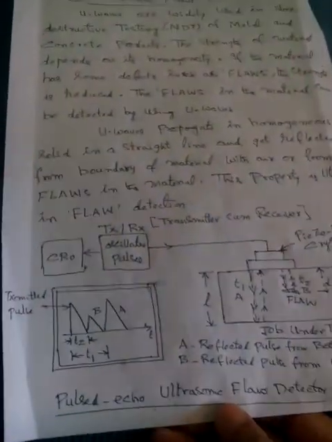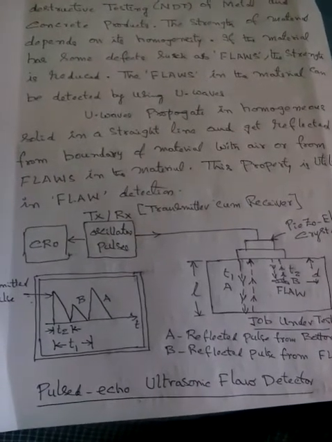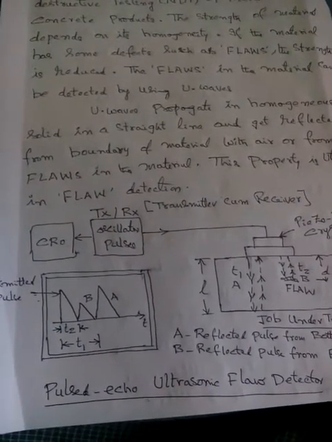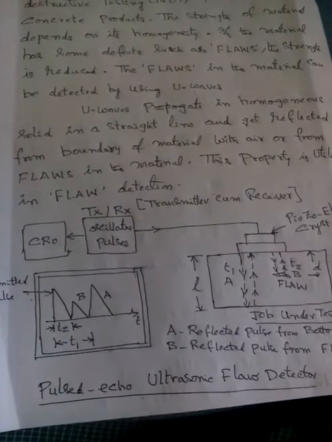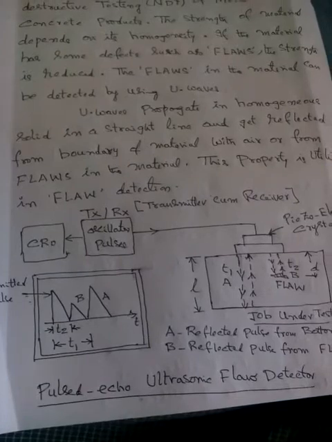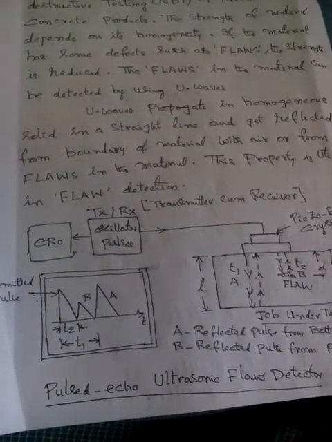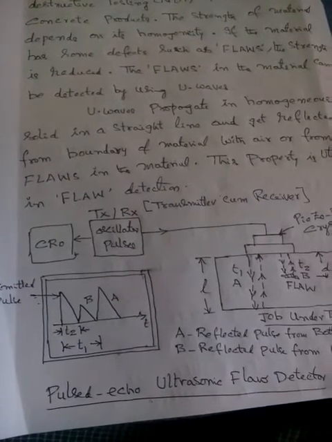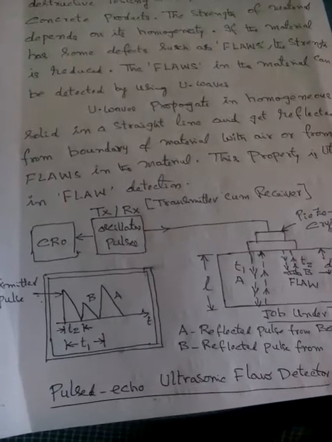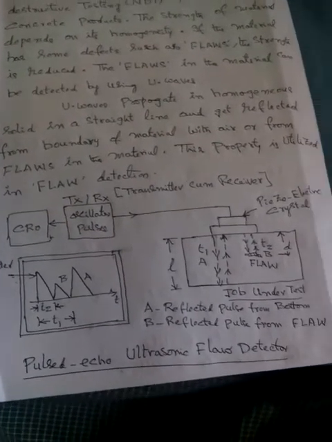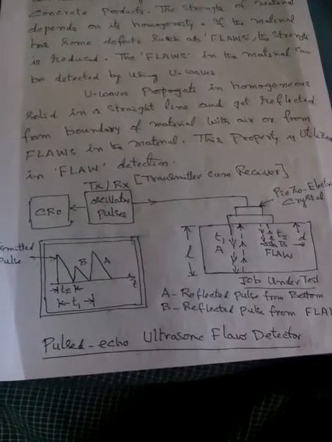There is what we call the pulsed echo ultrasonic flaw detector. We send a pulse and we get a reflection. Reflection is called echo. So you can see the diagram. There's a CRO, transmitter, receiver. There is an oscillator pulse and a receiver also, transmitter cum receiver. That is connected to the job under test through the piezoelectric crystal.